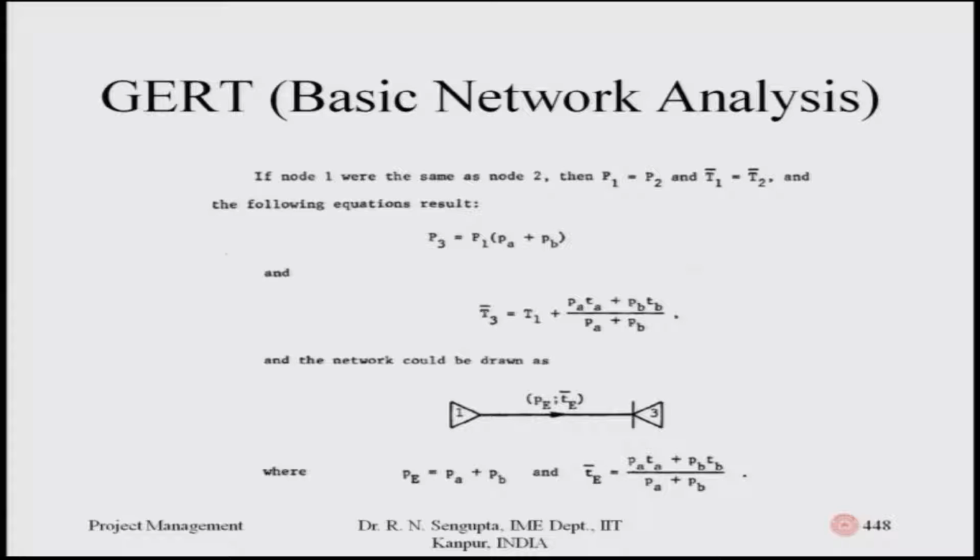So, now continuing our discussion, if node 1 were the same as node 2, then obviously capital P suffix 1 will be equal to capital P suffix 2, and hence the averages T1 bar and T2 bar would be the same. In that case the following equation would result, where you can find out capital P suffix 3 and capital T bar suffix 3, and the network can then be drawn as shown here, where you will have one node connecting to node 3 with an arc or path where the corresponding probability and time would now be replaced by the corresponding probability and time which you have just calculated. So, P suffix E is the sum of pA plus pB and the corresponding time would be given as just calculated.